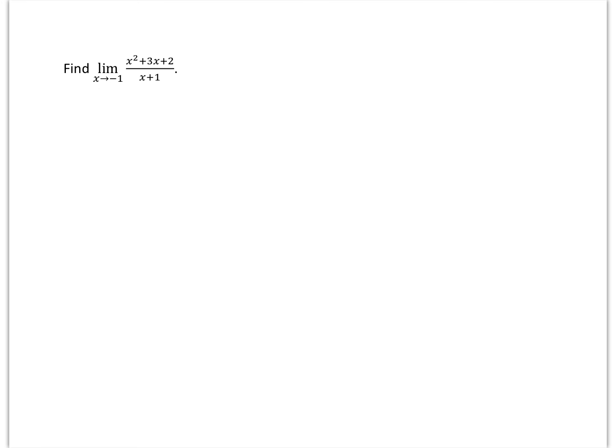Okay, so first example, the limit as x approaches -1 of x squared plus 3x plus 2 over x plus 1. The first thing I should try is just to plug in a -1. If this is a continuous function, then I could just plug in -1 and get the y value to evaluate the limit. However, when I try to plug -1 into this function, the denominator becomes 0, which means this actually is not continuous at x equals -1. So I can't put -1 in here.